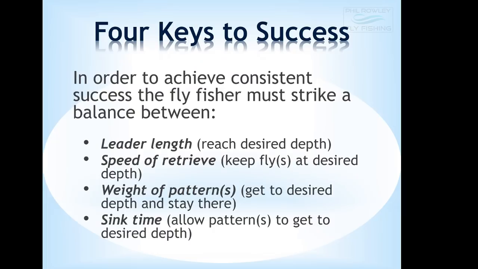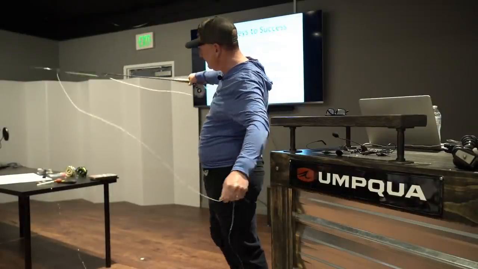So the 4 keys to success with this are your leader length, that's the 25% rule, right? So you can get down there. Speed of the retrieve. The retrieves are slow with this technique. So if I'm doing a retrieve, I've got no tip section on here because of lights and ceiling fans.